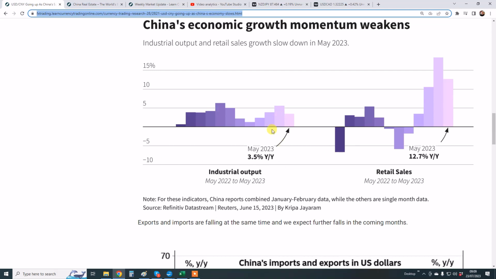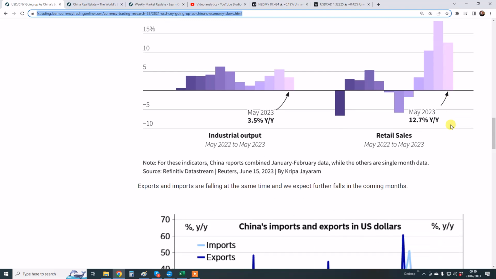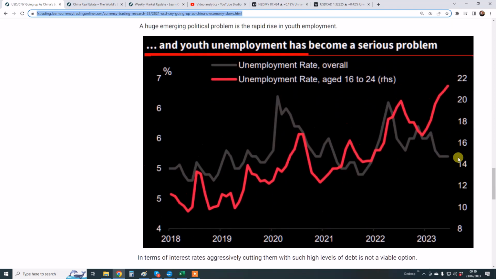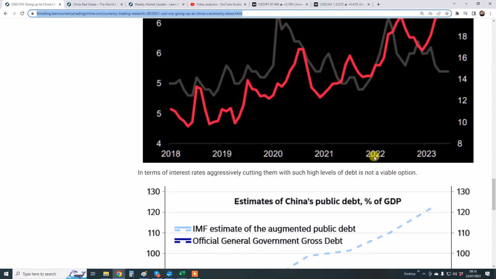Here you can see industrial output down. This is from May, but June was a similar picture. So industry is not doing well. Retail sales, consumer, they were down as well. What about imports and exports? Exports, you can see a nice fall there. Imports turning down as well. And then you've got employment, and in particular young people can't get jobs. So near enough 22%, or over 20%, youth unemployment.